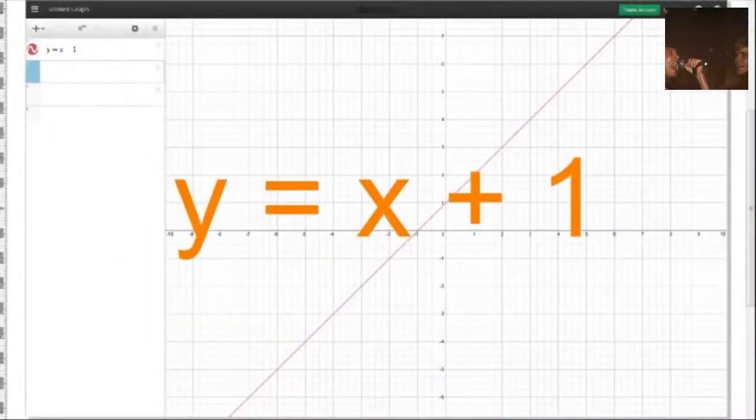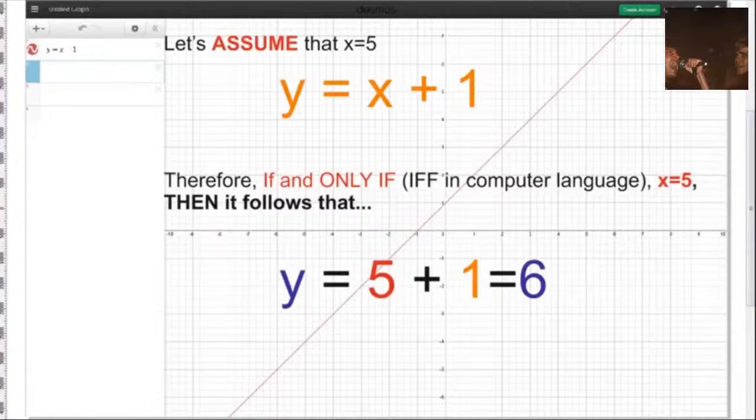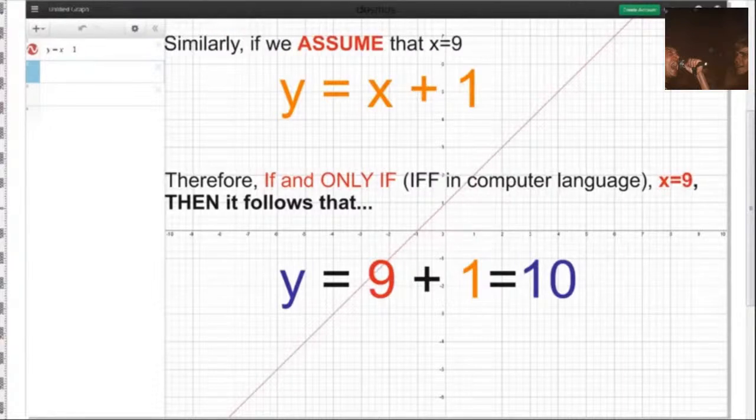This is an equation, y equals x plus 1, and this is the graph of the equation. Let's assume that x is equal to 5. Therefore, if and only if x is equal to 5, then it follows that y is 5 plus 1, which is 6. Similarly, if we assume that x is equal to 9, then it follows that y is equal to 10.